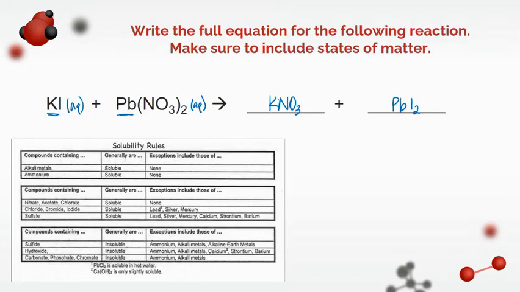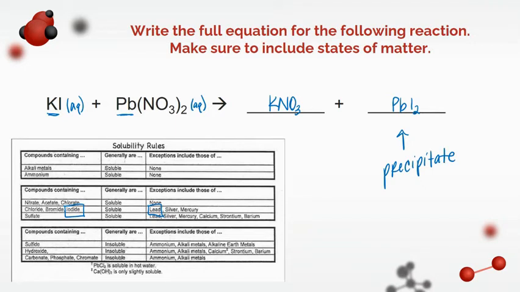So we have potassium nitrate. And alkali metals are always soluble with no exceptions. And if you look, the rule for nitrates is nitrates are soluble with no exceptions. Therefore, this cannot be our precipitate. Let's take a look at the lead iodide. So we can't look at lead, we need to look at the iodide. And if you look, the rule for iodides is that iodides are soluble except lead. So this right here is our precipitate.